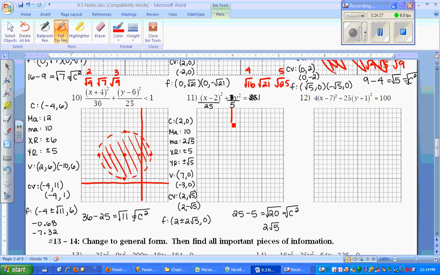If I plot 2, 0, I'm going to move my y-axis over to the left. My x-axis will stay. Here's 2, 0. I go right or left 5 spaces, and I go up or down the square root of 5, which again, the square root of 5 is between the square root of 4 and the square root of 9. So it's a little bit more than 2. There it is. Drawing my ellipse.